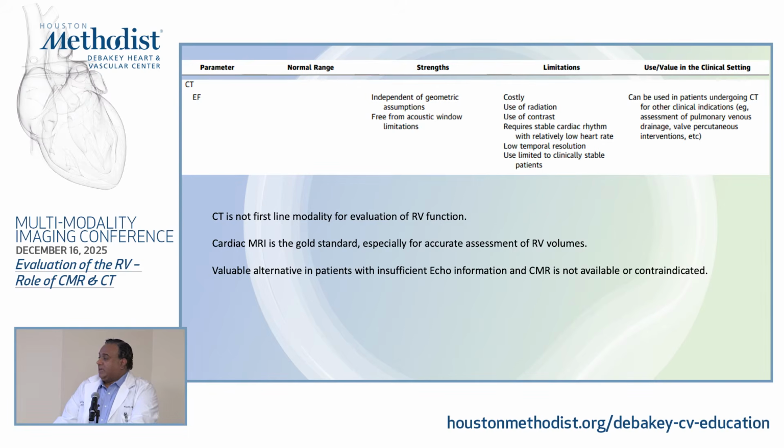For example, congenital heart disease patients that are referred for CT, we look at the RV function as well. Patients with a valve percutaneous intervention, especially being considered for TTVR, that's a retrospective scan anyway, so we always give RV function as well. Also on the TAVR reports that you guys see, we give LV and RV function as well because it's a retrospective acquisition. So cardiac MRI, as I mentioned, is the gold standard, but CT is a valuable alternative in patients with insufficient echo information when the cardiac MRI is not available or you cannot perform it, for example, in patients with LVAD.